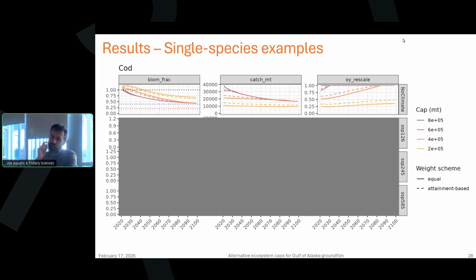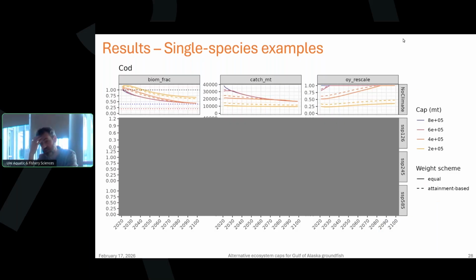But here you get to see what's going on under the hood at single species level. So you have another multi-plot panel. Here you have the biomass fraction on the left, catch in the middle, and on the right the amount of rescaling that went from your harvest specification to your catch based on the cap that you imposed, right? So the blue lines up top, there is no rescaling going on at all, because the cap is unbinding, and for the other ones it becomes binding as you go forward in the projection.